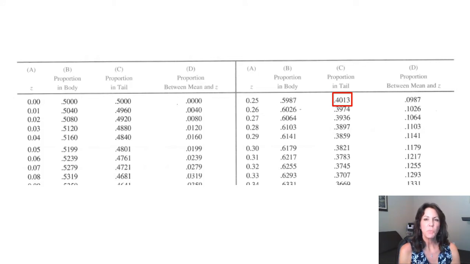It's interesting, this problem says the top 40% from the bottom 60%. You could also find the bottom 60% in the proportion in the body, but that's neither here nor there. The bottom line is our z is 0.25. And now that we know our z of 0.25, let's plug it into the formula to figure out what raw score we were interested in.